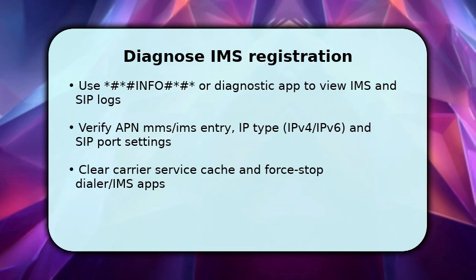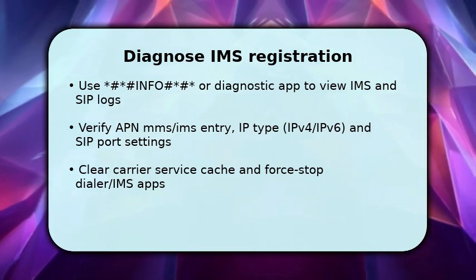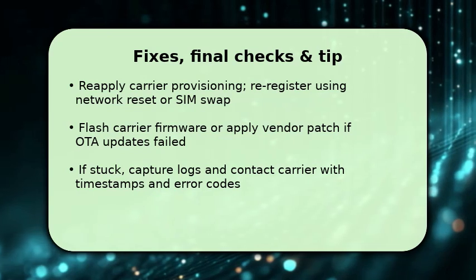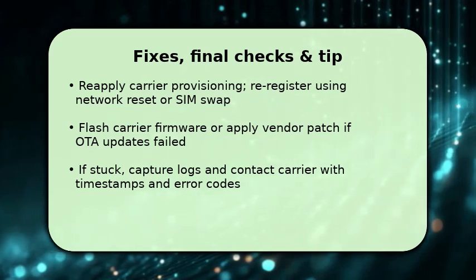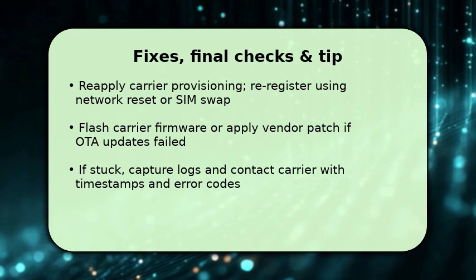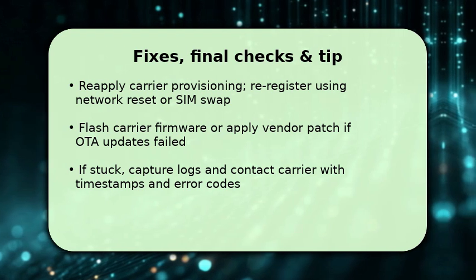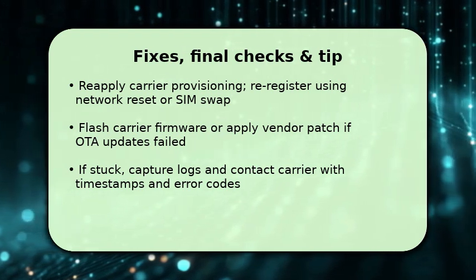Finish by applying fixes. Perform a network settings reset or reprovision the SIM from carrier settings to trigger an IMS credentials refresh. If that fails, consider reflashing carrier firmware or an approved vendor patch. Make sure you follow official images. After re-registration, test calls and RCS messages.